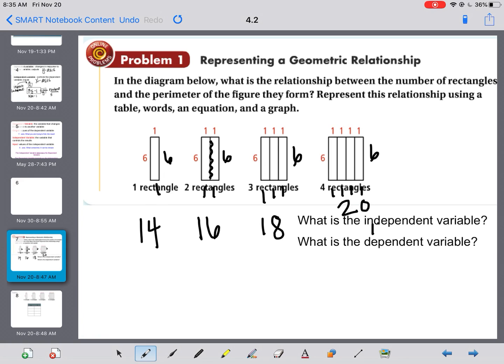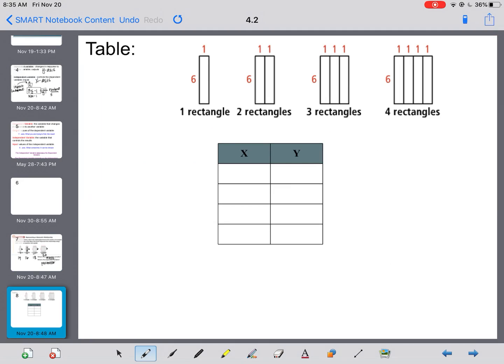Okay, so what is the independent variable? Well, our perimeter is dependent because we can't figure out our perimeter unless we know how many rectangles there are. So that means that our independent is the number of rectangles. Our dependent is the perimeter of the figure. Okay, now let's do all of those representations that they just talked about.